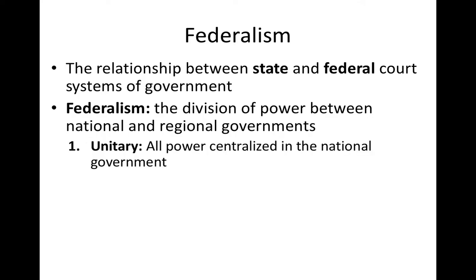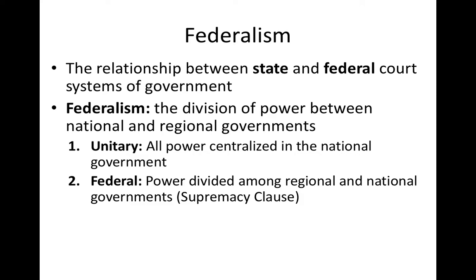There are several different kinds of federalism. The first kind is what we call unitary federalism, and here all power is centralized in the national government, and the states themselves have very little in the way of separate powers or concurrent powers. You also have a type of federalism that is considered federal federalism, and here power is divided among regional and national governments. This is what we have in the United States, and the Constitution spends a great deal of time in the 10th Amendment and the 8th Amendment, etc., outlining the relationship between the federal and state governments in the U.S.